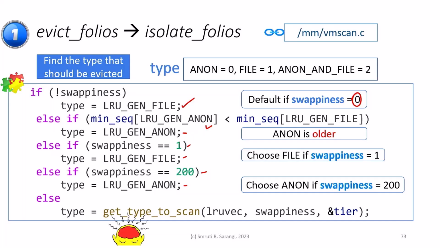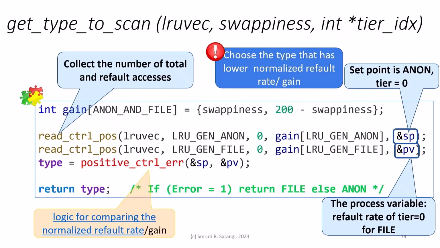All right, so this is Linux's logic: if anon sequence number is lower, you pick anon. But if file sequence number is lower or equal, then you do a competition if swappiness does not have a special value. The competition is like this. For anon, the gain is swappiness. For file it is 200 minus swappiness. So in this variable, you compute normalized refault rate by gain. In this variable, you do it for files, and then you just compare them. This comparison we have seen, it is just comparing the ratio. Whichever one is lower, you choose that for eviction.